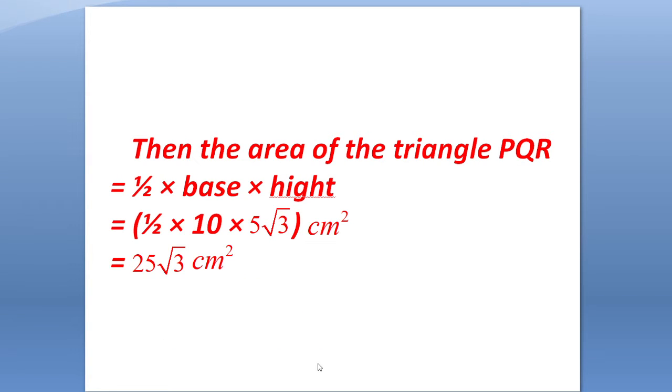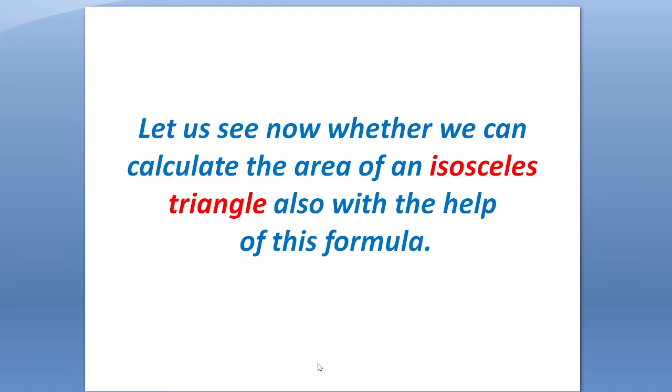Then the area of the triangle PQR is equal to 1 half into base into height. So it is equal to 1 half into base 10 and height 5 root 3. So 25 root 3 centimeter square.